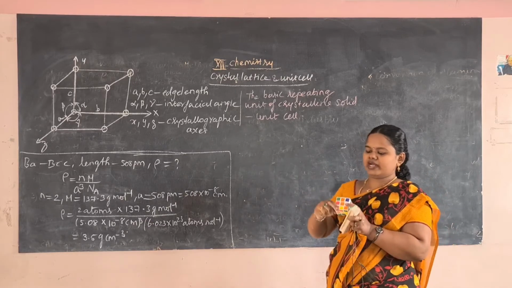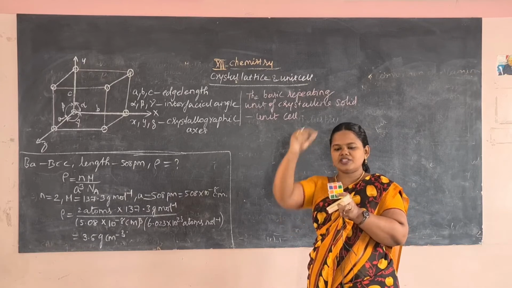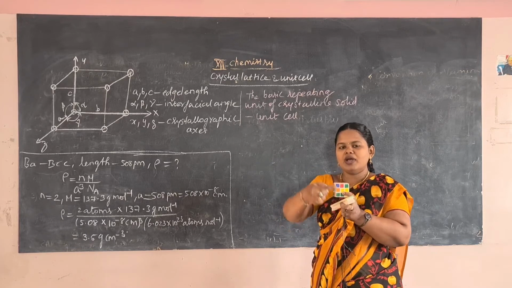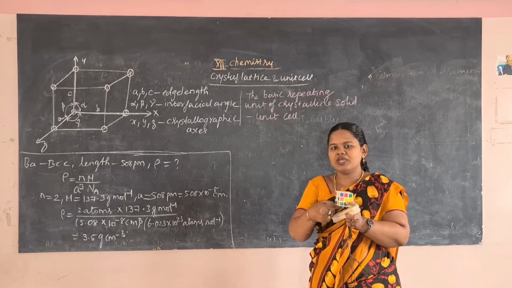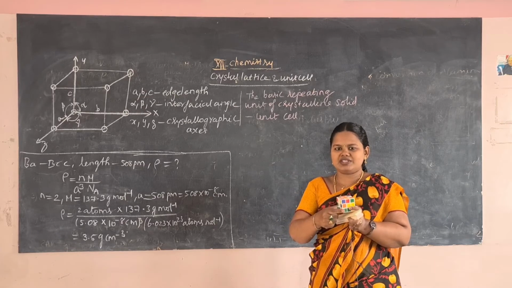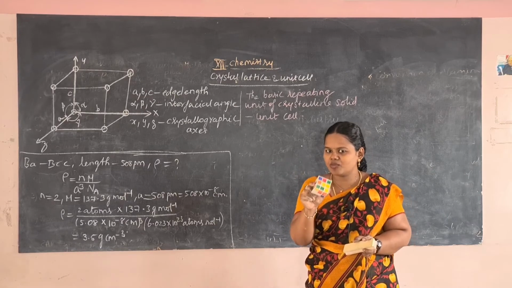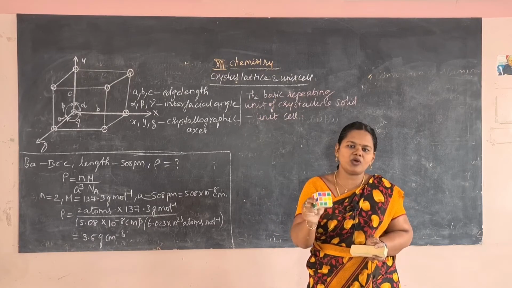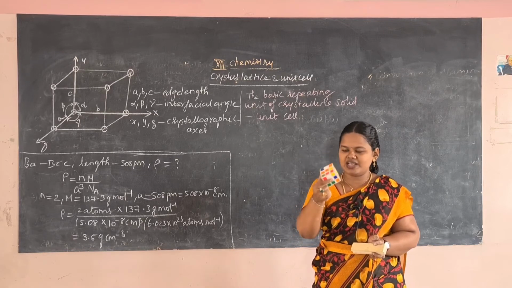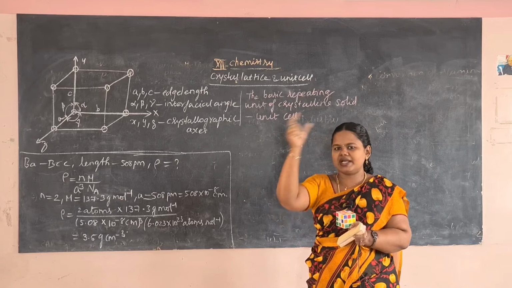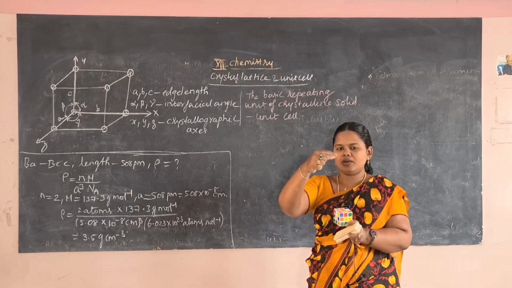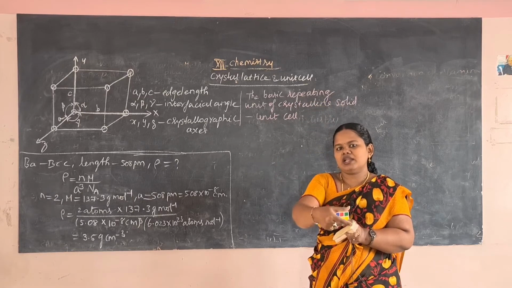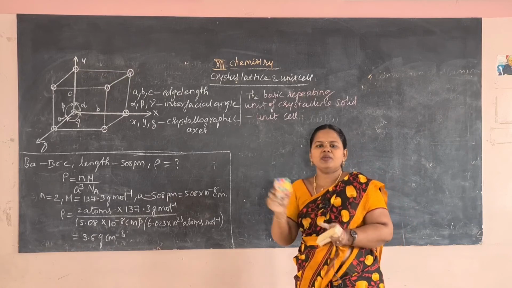Here you can assume that one cube is there. You arrange another cube above that, and another cube above that, and here one cube, here one cube. Likewise, many more repeating units will be present. So this one unit cell is the building block of a big crystal. By having this unit cell I will build a big crystal, placing one unit cell above another, beside it, and near it.